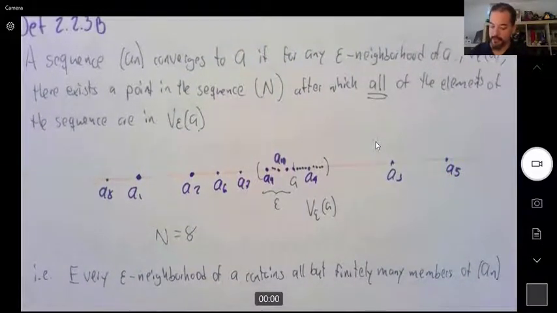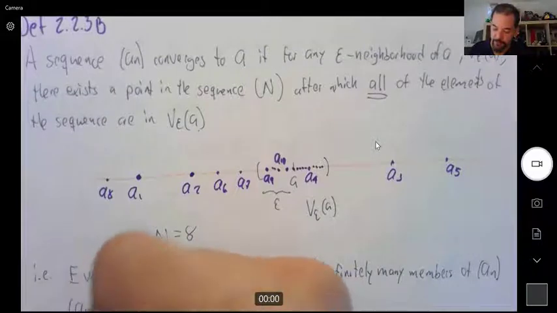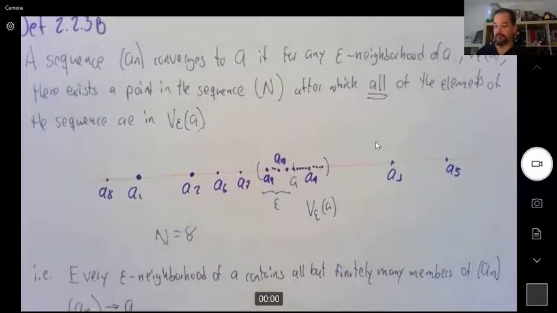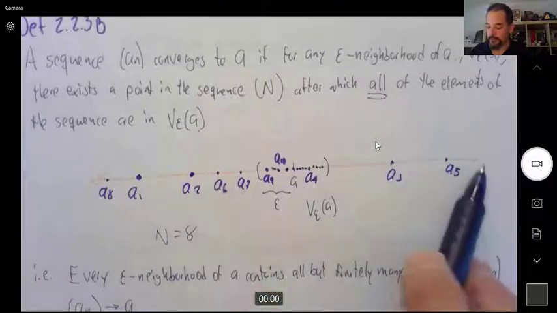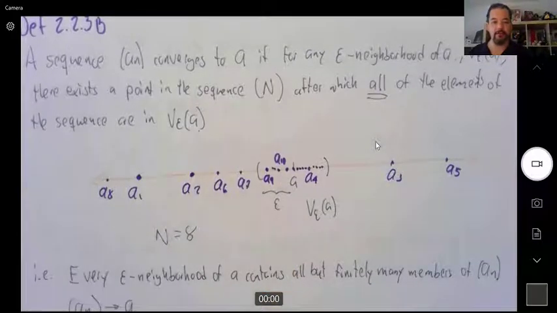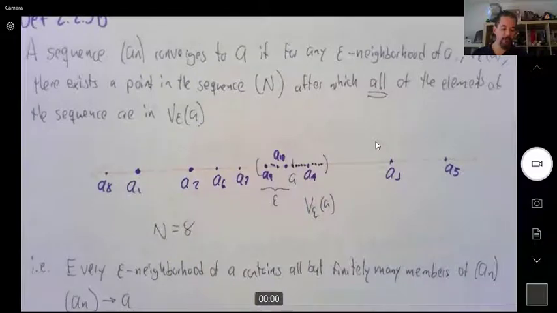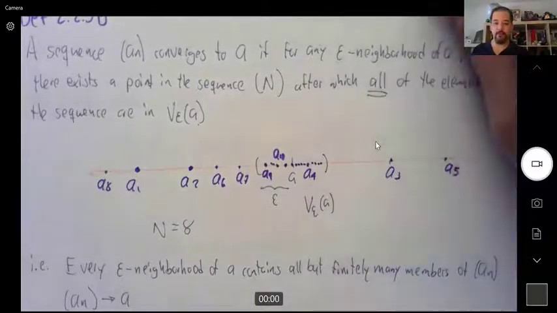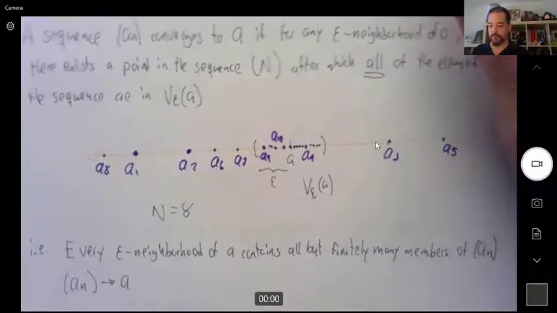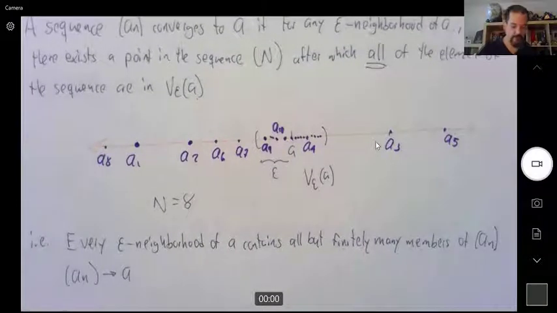A_n converges to A if every epsilon neighborhood contains all the members except finitely many. So the finitely many in this case are the ones that are outside: A1, A2, A3, A5, A6, A7, and A8. Those are, in the little example that I drew here, the finitely many ones. Is that clear? Is it clear how those two definitions are really the same?